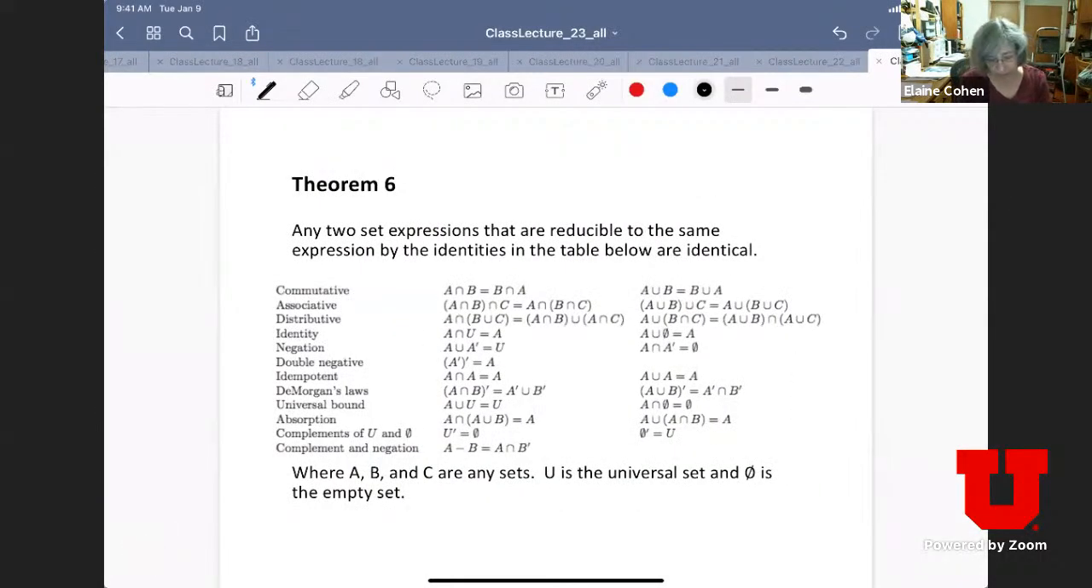We have theorem 6. That's our biggie here. Notice the two columns. The second column are the dual expressions of the left column. Okay, so why don't we have that here? Well, here we don't have an operator, we just have complement. And complement isn't affected when we look at duals.